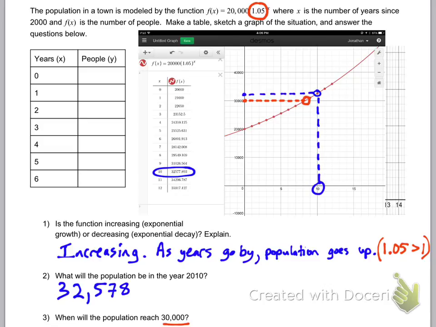To find when the population will reach 30,000, we want to see 30,000 on the y-axis and see what x value that becomes. And what you can do is type in y equals 30,000 into Desmos and find out what is the x value of that point. And I will leave that up to you to do coming into class, as well as trying to answer that last question. Thanks for watching.